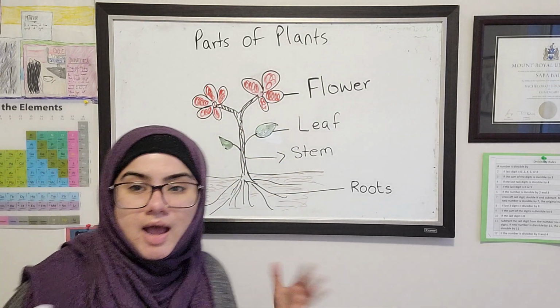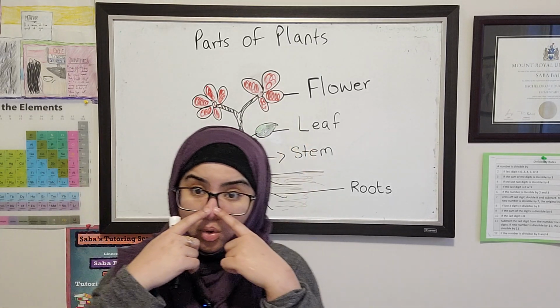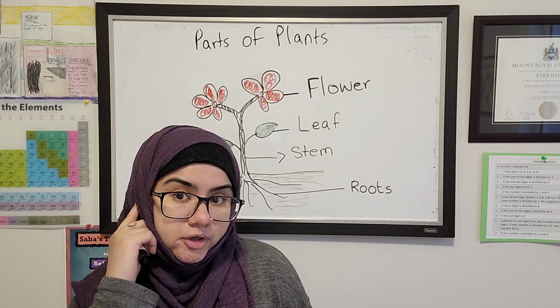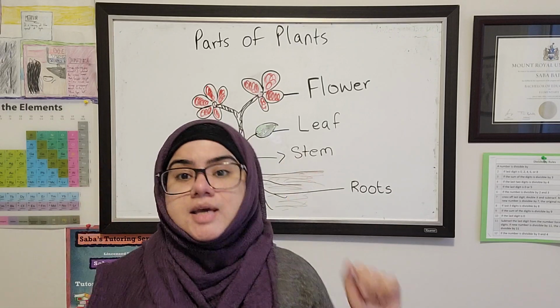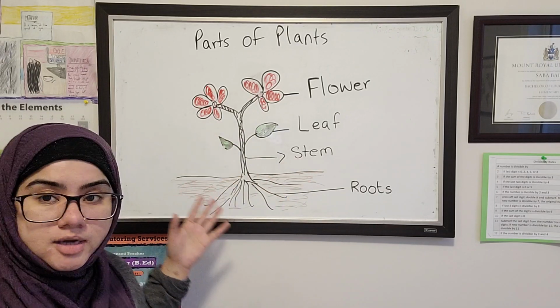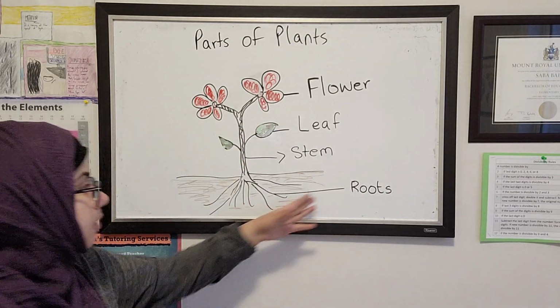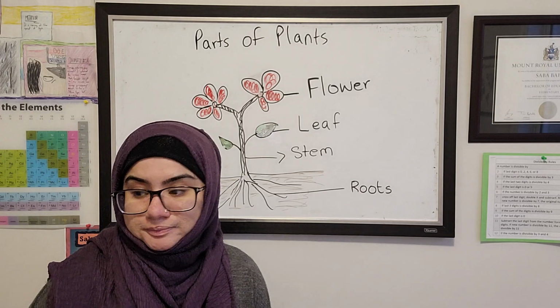Each part, like you know how human bodies have hands, we have nose to smell, we have mouth to eat, we have ear to hear, right? We have eyes to see. Same thing, plants have different parts to survive in this world. Okay, so each part has its job to do.